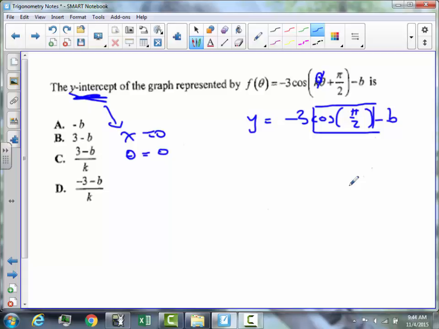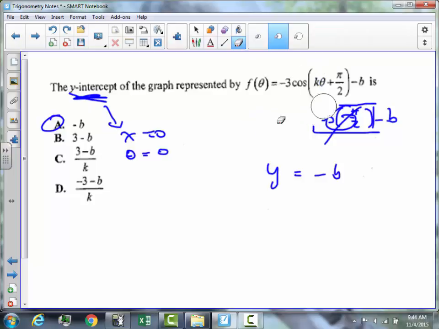So based on that, if cosine of pi over 2 is 0, the fact that it's times by -3 is kind of irrelevant. So what's left? Minus b. That's your y-intercept. Should I show that one more time from the top?